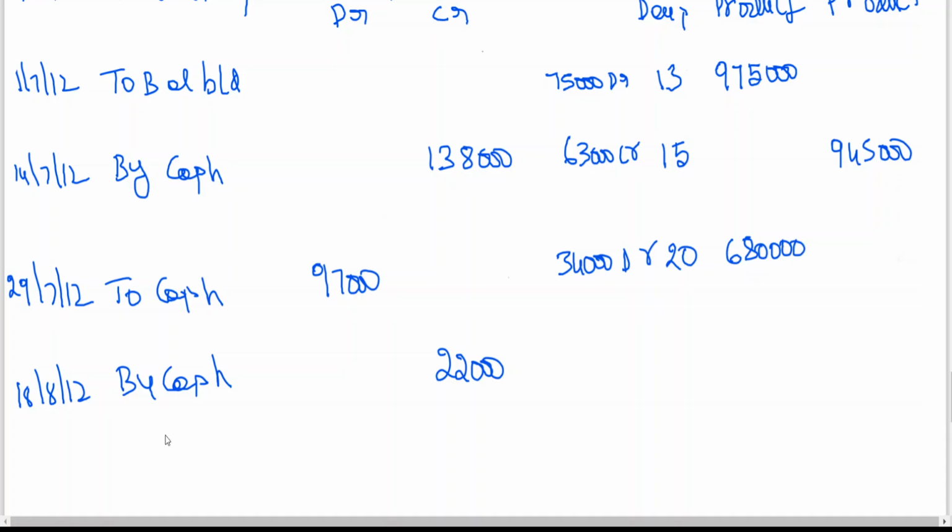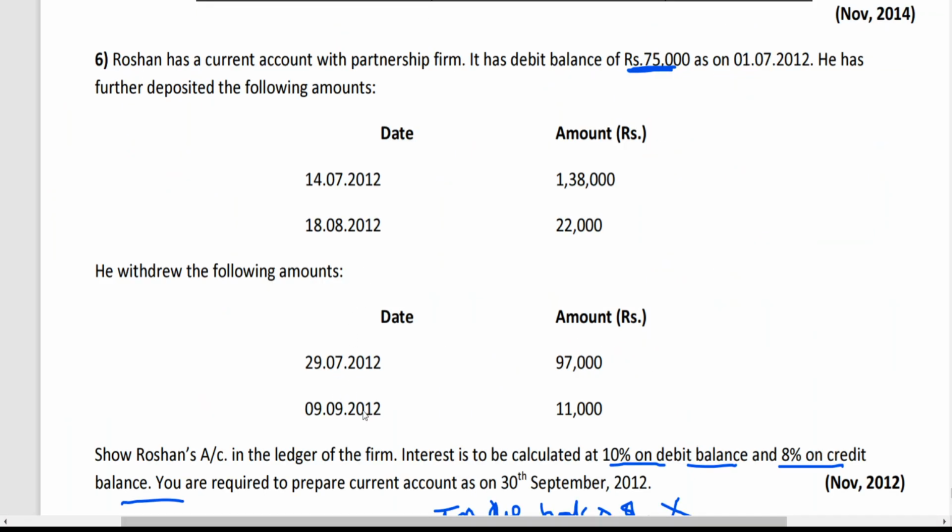Last one. Now if you see 34,000 debit, 22,000 credit. So still which is showing more? Debit is showing more. Debit is showing more by how much? 12,000. And to calculate the number of days again, I need to have the next transaction. Next transaction is 9th September withdrawal, 11,000.